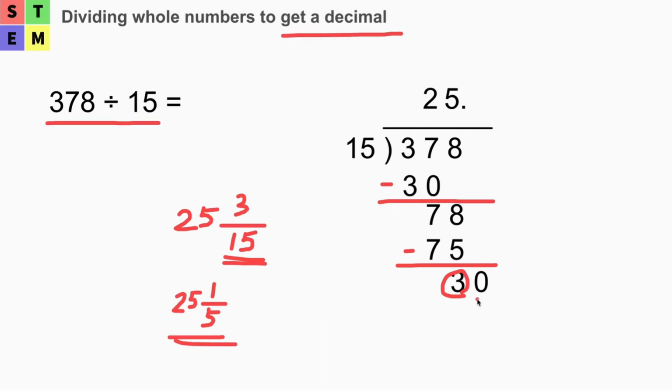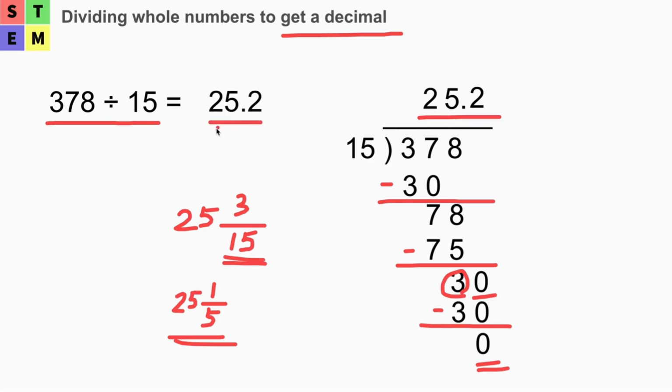That's why we add 0, and we have 30 now. How many 15s are there in 30? That's 2. So 15 times 2 equals 30. When we do the subtraction now, we have 0 here. So the end result we have here is 25.2. Always don't forget to add the decimal point.